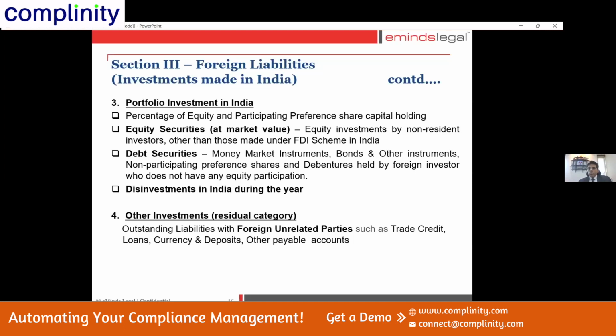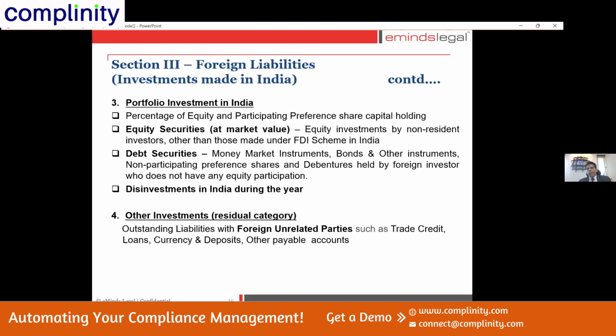Other than those, there are unrelated parties. These may be, for example, you have trade relations with any of the foreign entities. You simply do sale or purchase. So trade credit, for example, you have certain liabilities towards trade credits, or you've taken a loan from any party other than your related party. So that will be covered here. Currency and deposits, or any other payable accounts, those will be covered under this category.